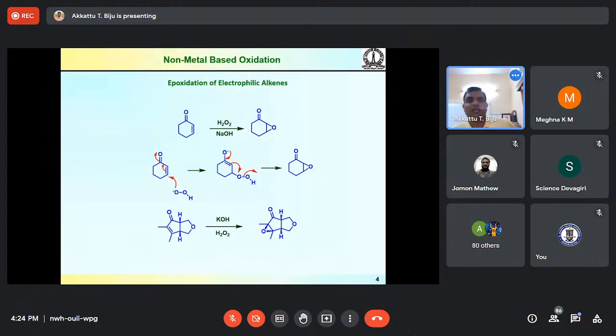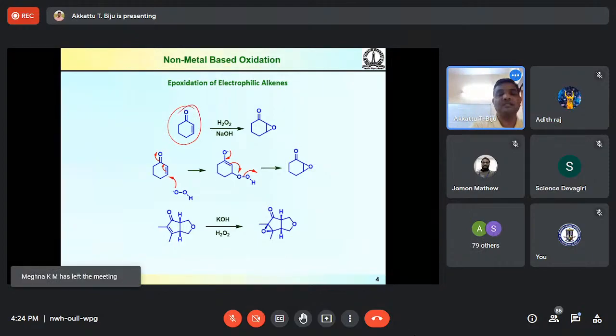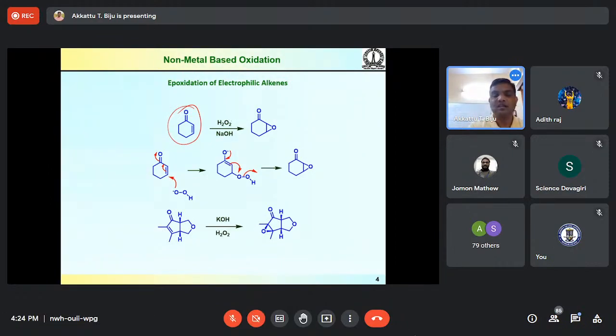But on the other hand, if we have an electron deficient olefin like cyclohexenone, the reagent of choice is simply hydrogen peroxide under basic conditions. What will happen is, in the presence of NaOH, base abstracts a proton generating the peroxyanion, and this peroxyanion can undergo a Michael type addition to the enone, and this enolate thus formed can come back and attack this oxygen, cleaving the oxygen-oxygen bond to form the epoxide.